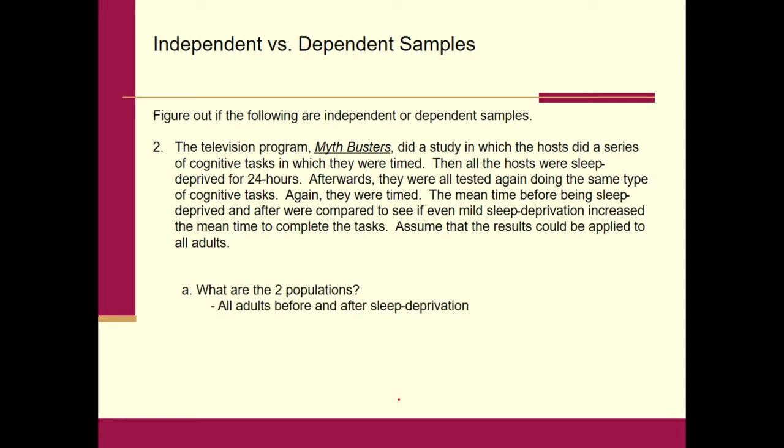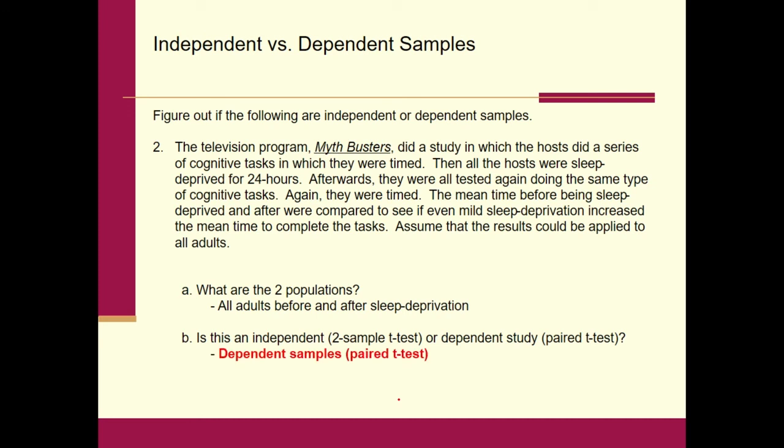So what are our two populations? We've got all adults before and after sleep deprivation. And what do you think? Is this the independent or dependent case? Hopefully you said, that sounds like the dependent case, right? Because we have exactly the same people, right? We got this cognitive test before, cognitive test after the sleep deprivation, and there you go.